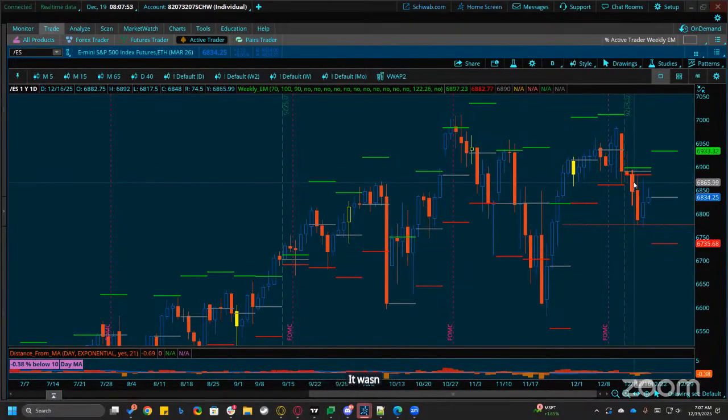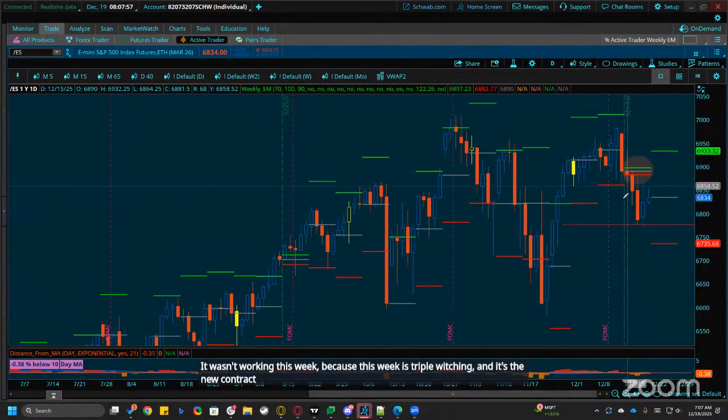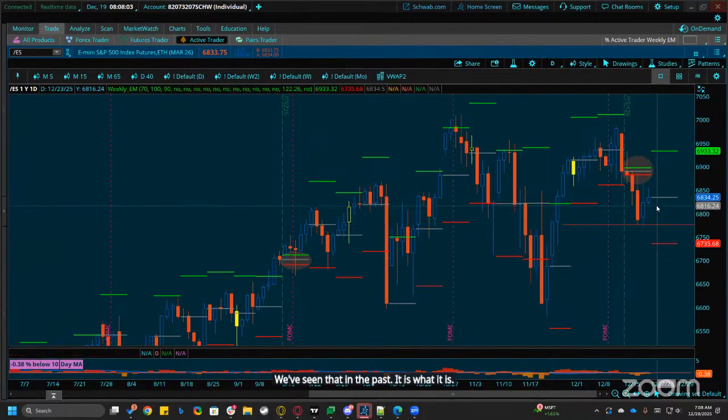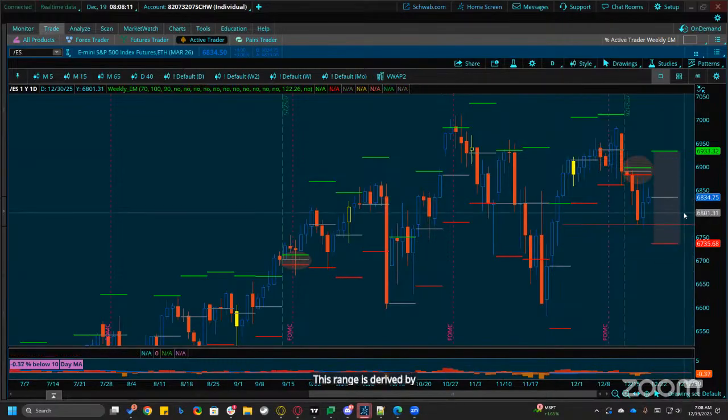It wasn't working this week because this week is triple witching and it's the new contract, and that's the way it works a lot. We've seen that in the past. It is what it is. But we have next week's, and it should be concerning with how wide next week's range is. This range is derived by 2 math pieces. One piece is time, and the other piece is volatility. Next week is a short week.